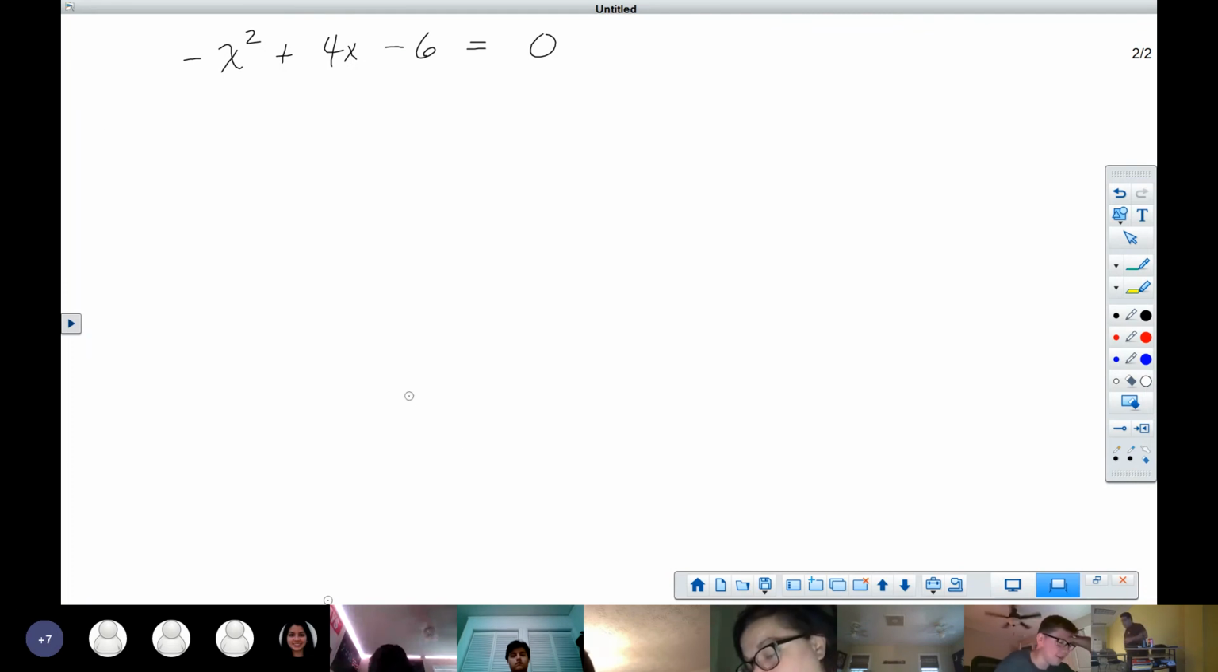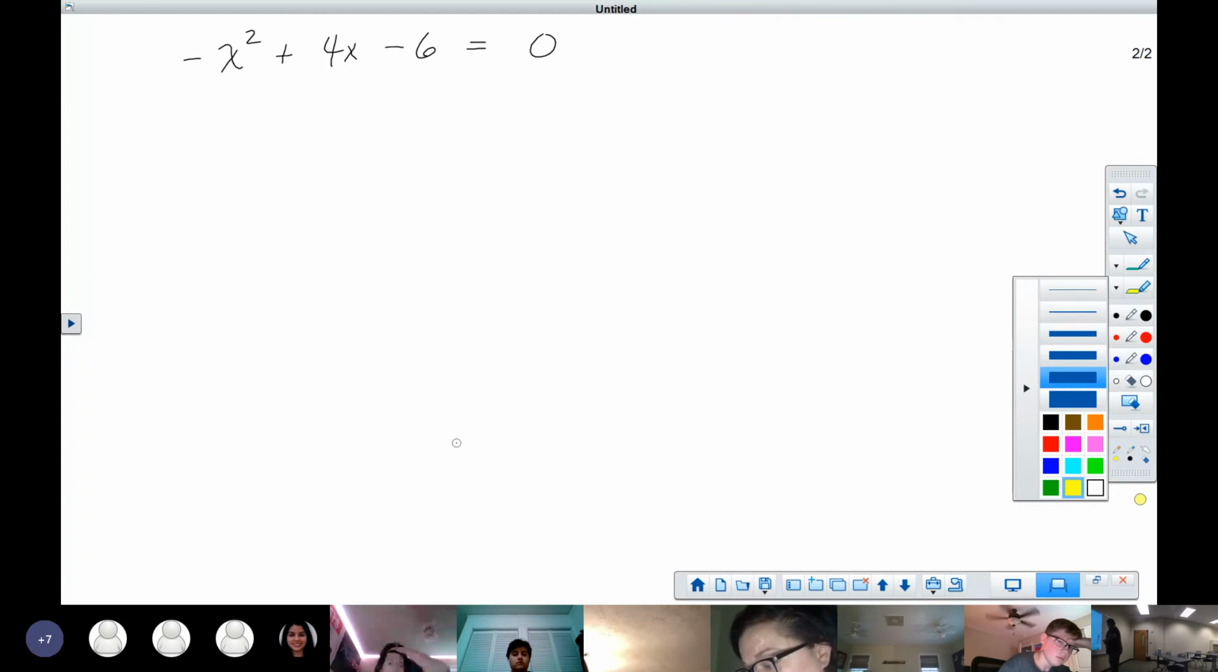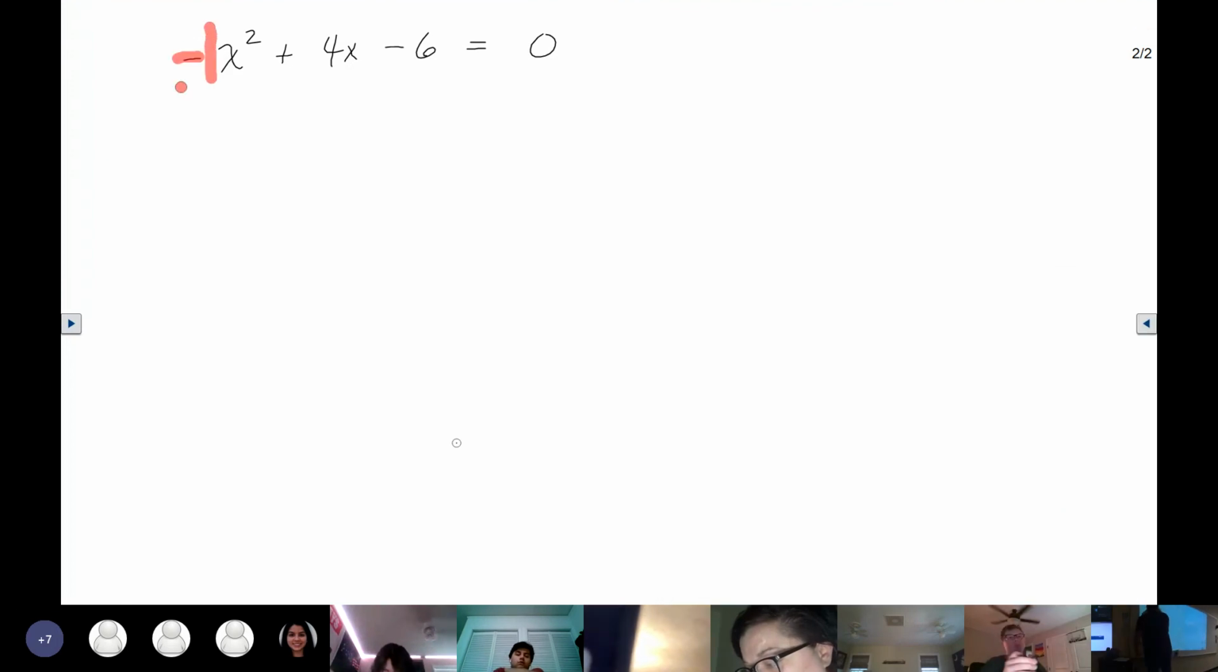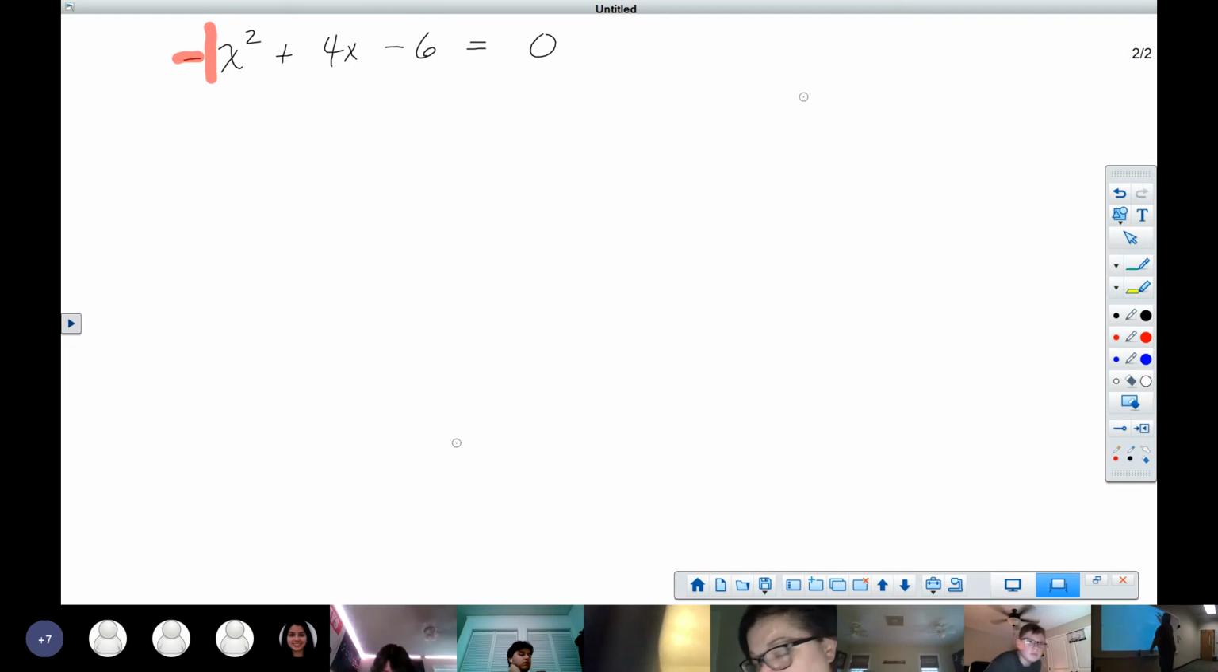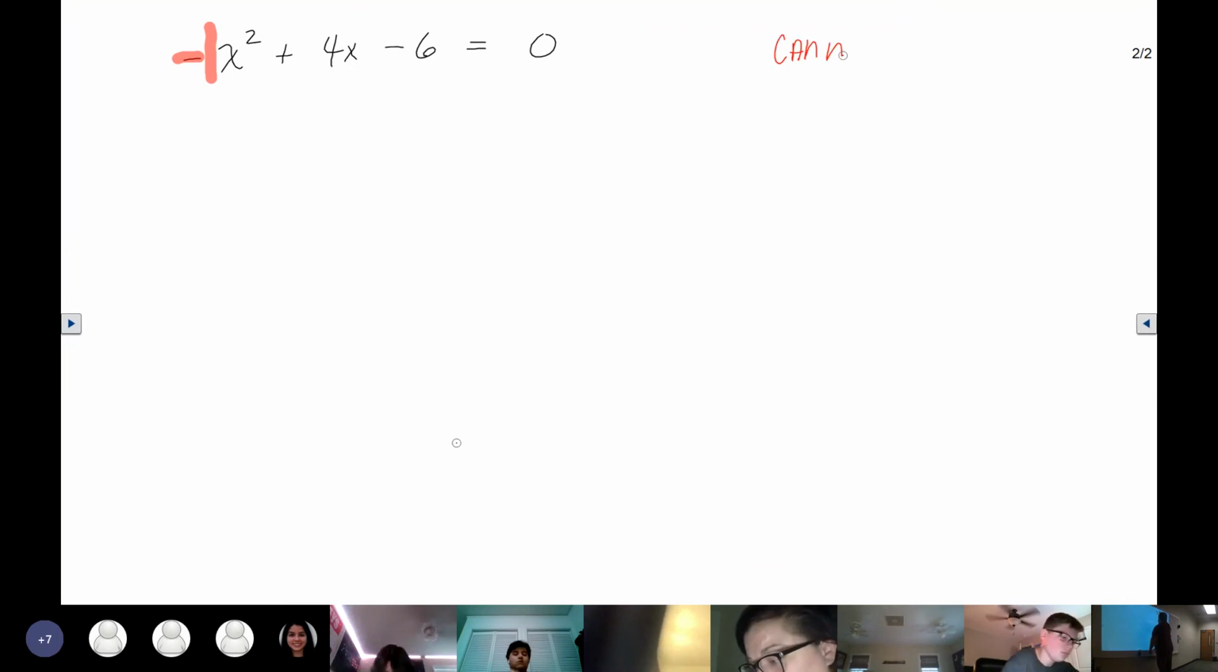All right, here we go. Now, we got a problem. Somebody tell me what the problem is. Anybody? The negative in front of the x squared. This is a -1. That's not a +1. You can't do completing the square, and I'm going to write that in red. We cannot do completing the square unless A is equal to +1.